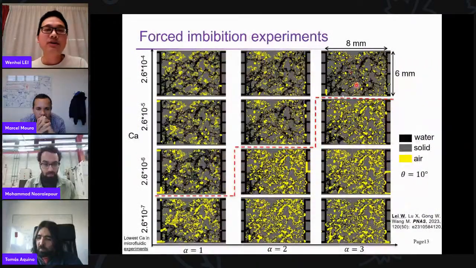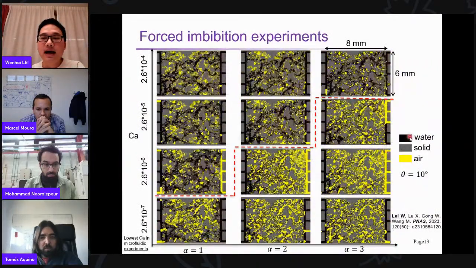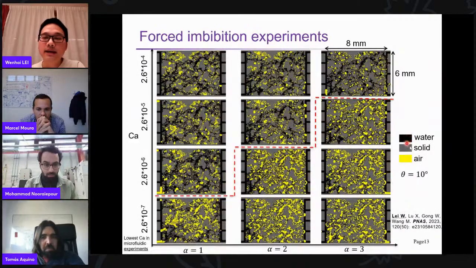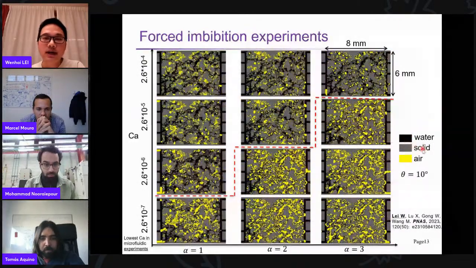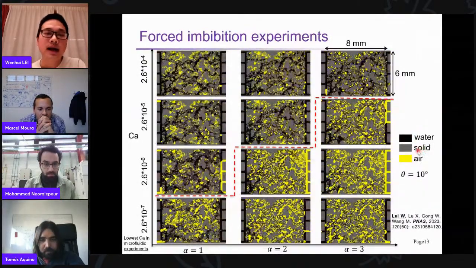So these are our experimental results. The black color is the water, and the green color is the solid, and the yellow color is the air.